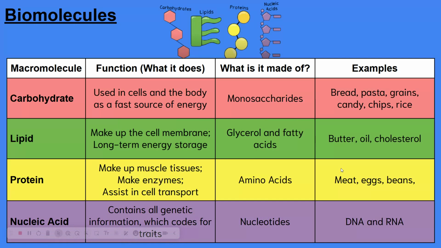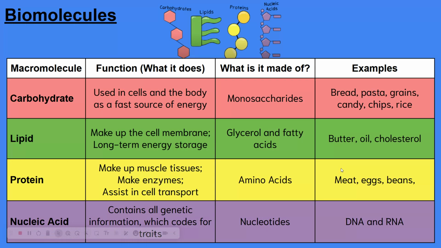First we have biomolecules. Biomolecules are also known as macromolecules, and these are essential molecules for cells and all living things. Our first macromolecule out of the four is carbohydrates. They are also commonly known as carbs. Carbs are used in cells and the body as a fast source of energy.